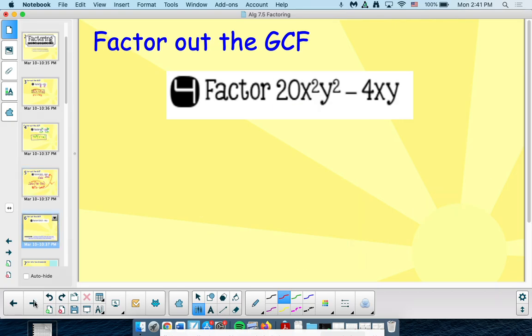Okay, you guys try this last one. What's the biggest number and exponent that you can take out of both of these terms?